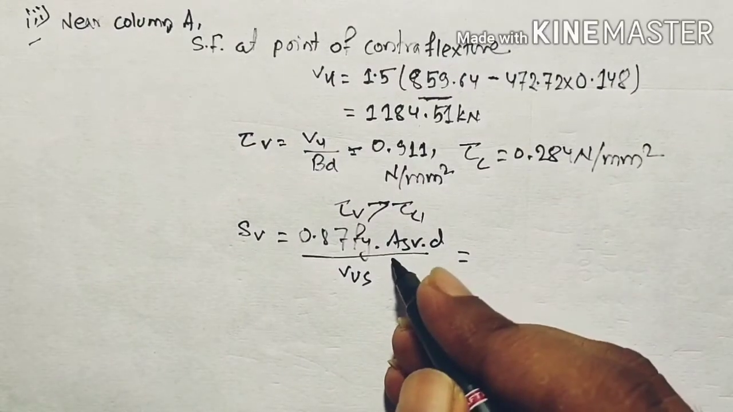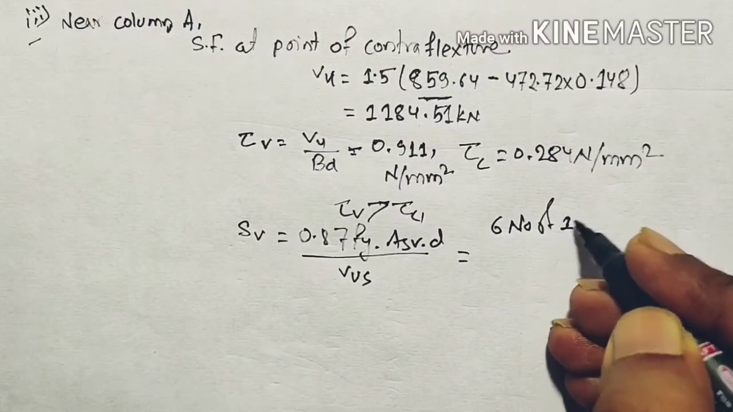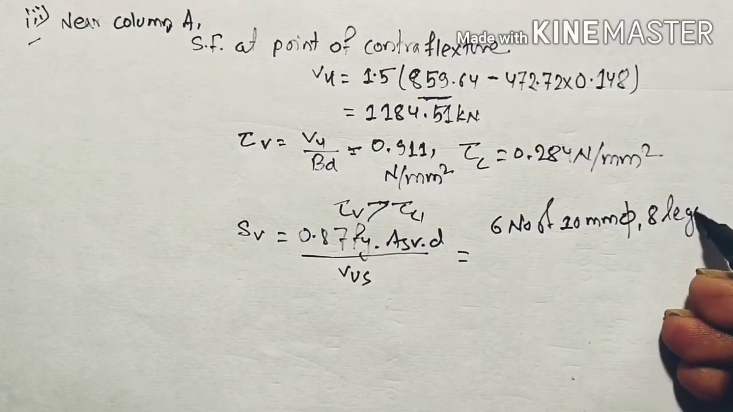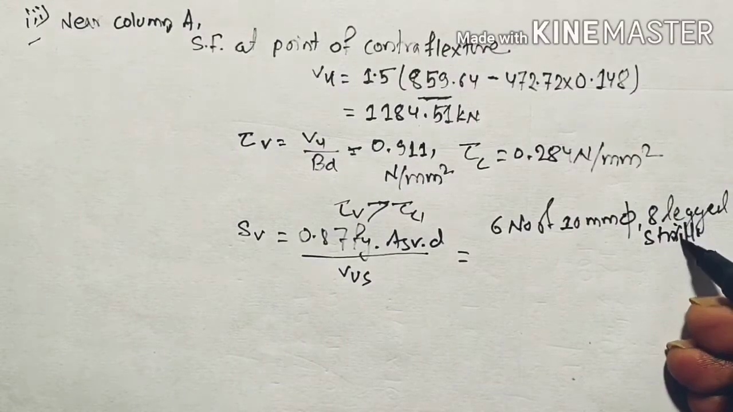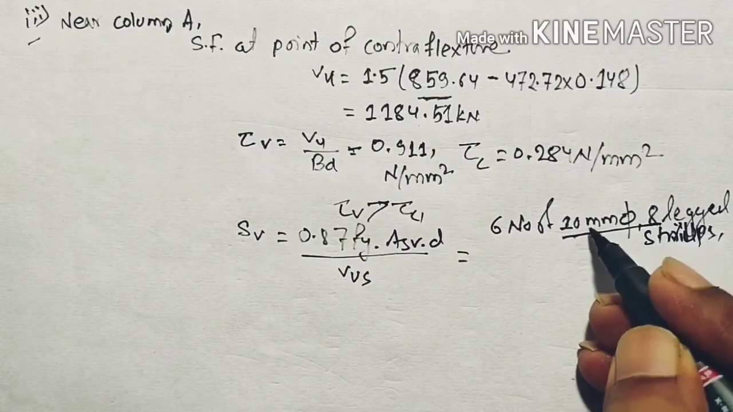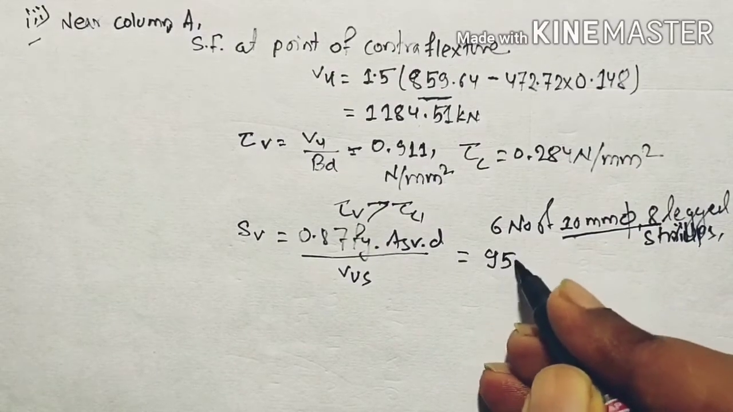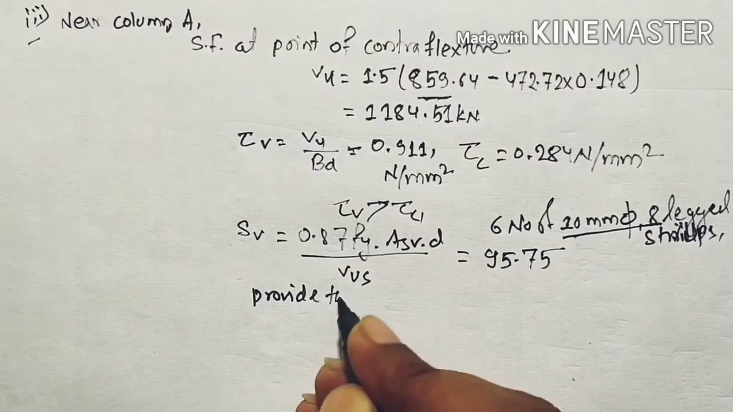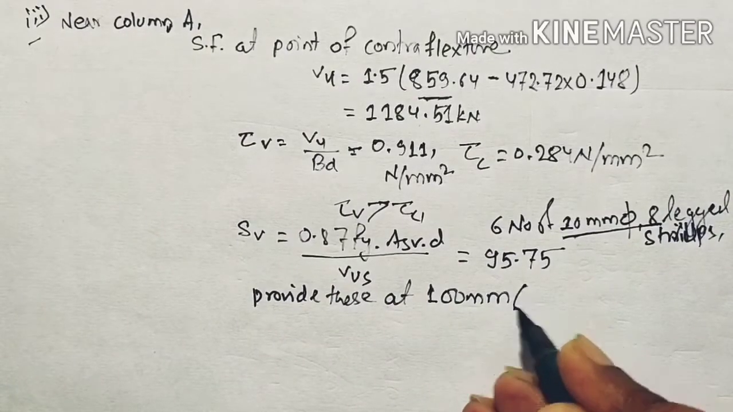So again we will be providing 10 millimeter dia 8-legged stirrups. Again we will use the area of 8 times pi by 4 into 10 square. So we will get here spacing equals to 95.75. So let us provide these at 100 millimeter center to center.